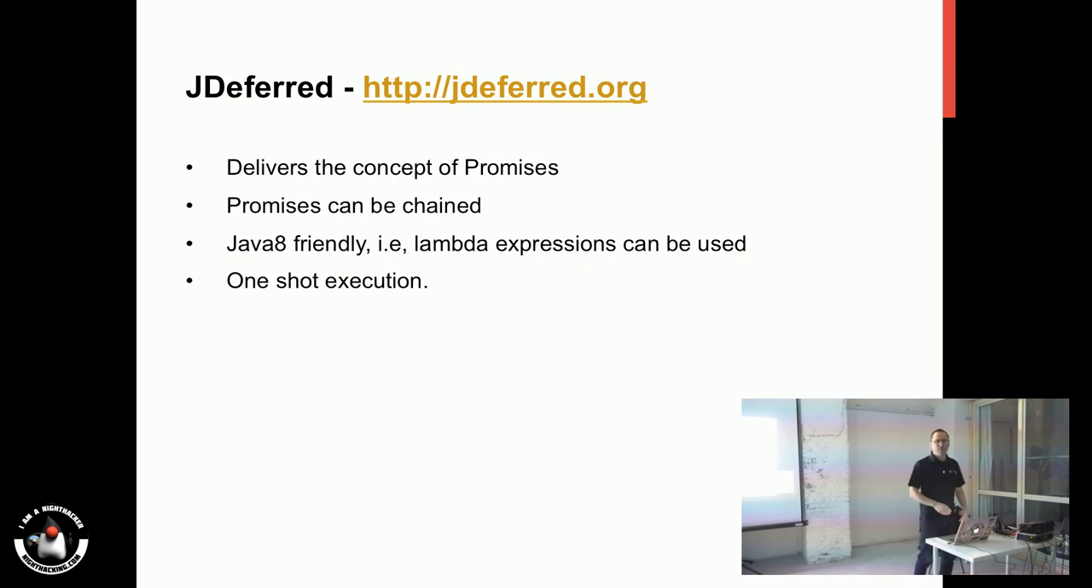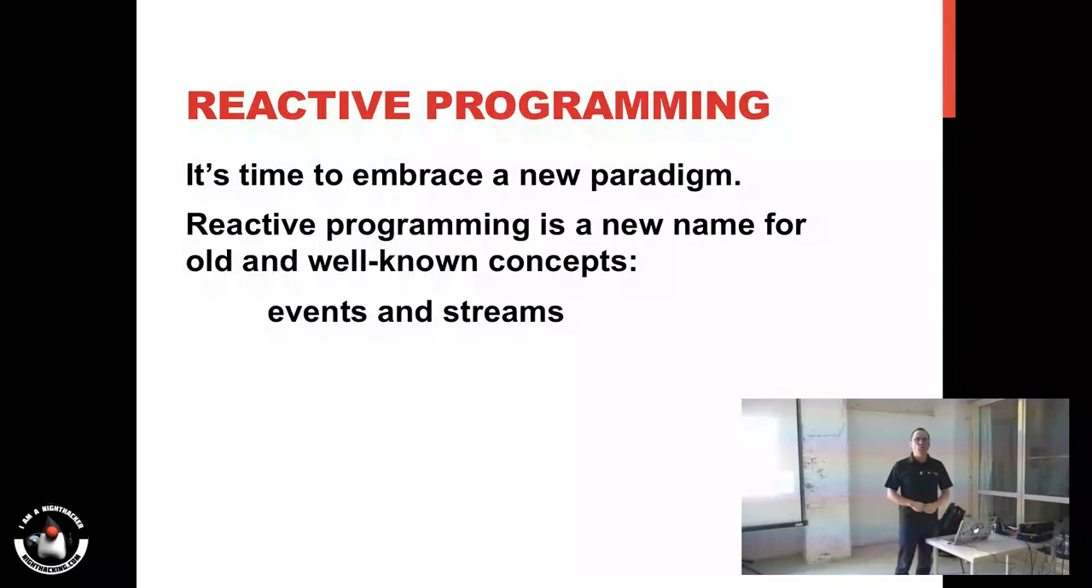So what I like about JDefer is that it gives you that capability, promises for Java. It's Java 8 friendly and it's a one-shot execution. So this one background task, and once you're done, you're done. You can chain callbacks if you want to, but if you want to process more values as time passes by, you will need to handle something like a stream of values or a stream of events. And that's where we get into reactive programming, the latest buzzword.